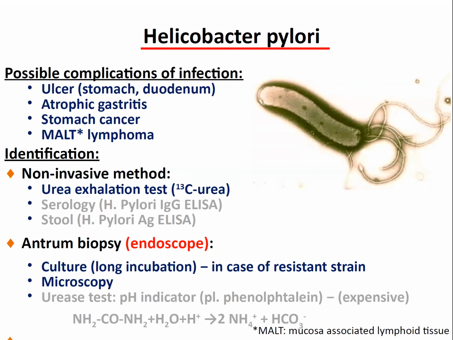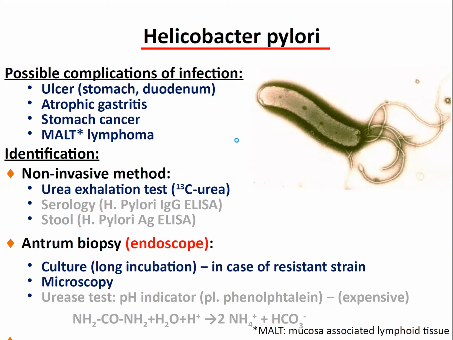Now, what about this H. pylori? You are going to hear about it in microbiology, but it is connected to ulcer formation, both in the stomach and the duodenum. That can cause atrophy of the gastric area, so gastritis and stomach cancer, and lymphoma is correlated with this H. pylori, the bacteria itself. The identification of this H. pylori can be invasive.